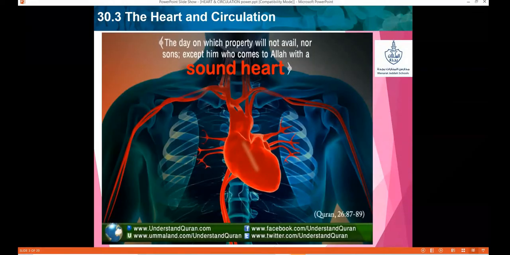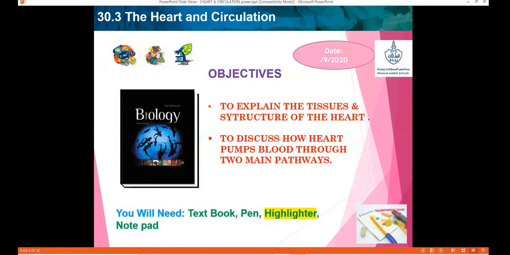We discussed this Quran verse which is related to the heart, which says: the day on which property will not avail nor sons except him who comes to Allah with a sound heart. And this is one verse related to the heart in the Quran, and there are many more verses.